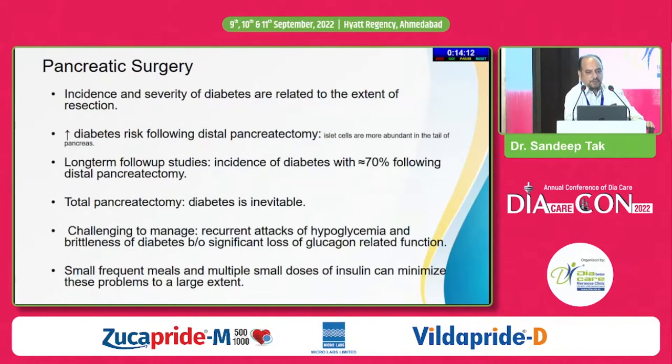Pancreatic surgery can obviously lead to the development of diabetes. It depends upon the extent of the destruction. There is an increased diabetic risk following distal pancreatectomy, because beta cells are more concentrated in the distal part of the pancreas, so distal pancreatectomy has an increased incidence of diabetes, almost 70%. Total pancreatectomy will obviously result in diabetes. The challenge in managing diabetes in these patients is recurrent hypoglycemia and hyperglycemia. Basically, these patients need frequent small meals, along with multiple small doses of short-acting insulins.